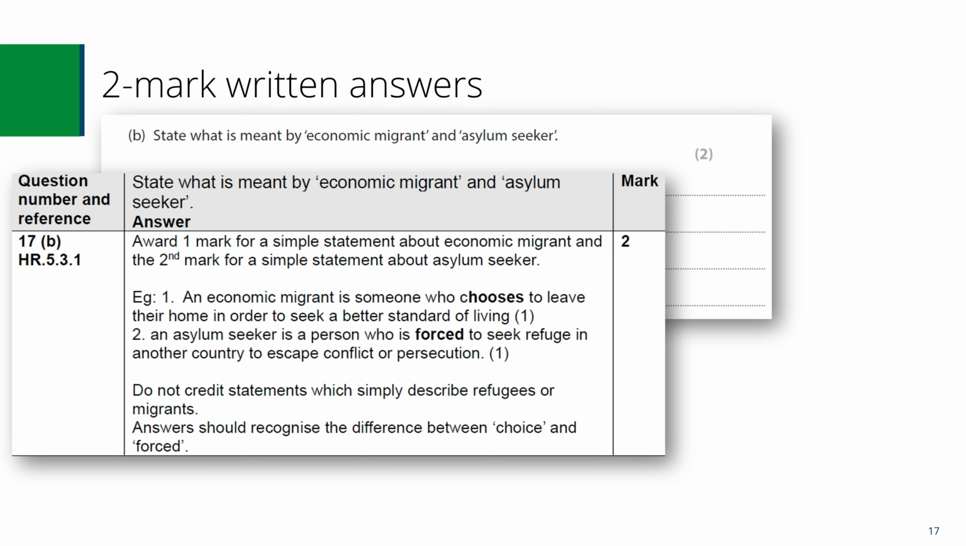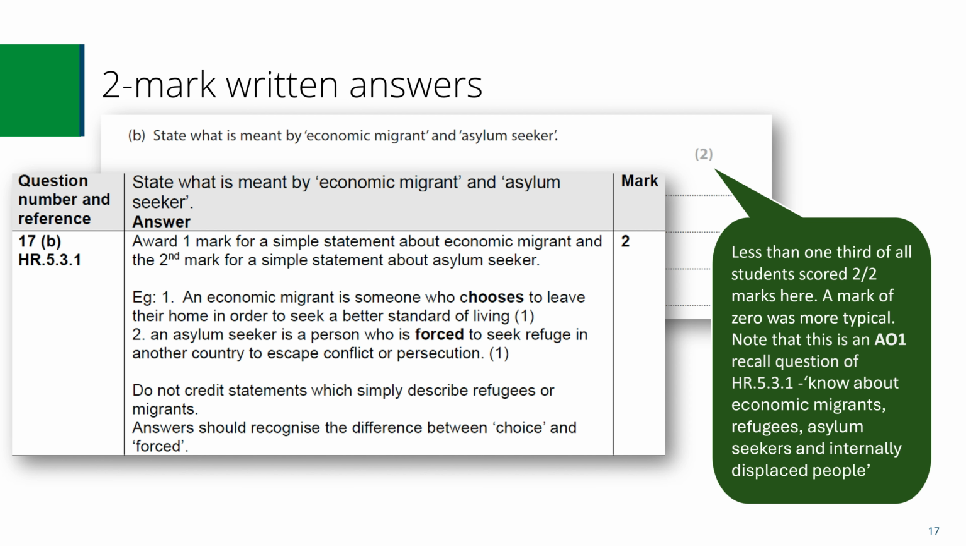Here's the mark scheme. All that was required was a simple statement about what an economic migrant is. Someone who chooses to leave home seeking a better job, better employment, a better standard of living, whereas an asylum seeker is someone who is fleeing persecution or conflict, looking for shelter, who's been forced to leave their home. These are the sorts of insights we're looking for in a good answer.